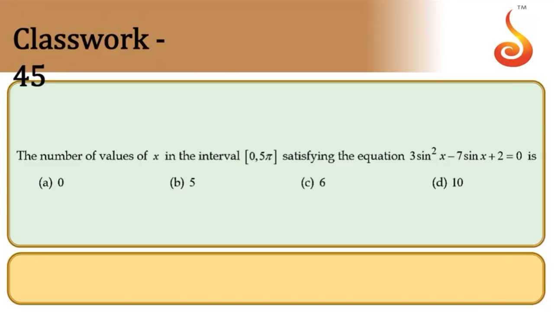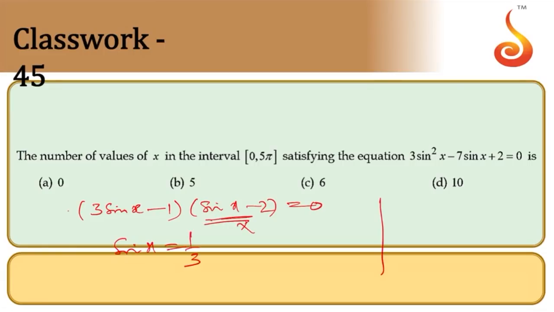Next one, when I take 3 sin square x minus 7 sin x plus 2. When you factorize, this can be written as 3 sin x minus 1 multiplied by sin x minus 2 is equal to 0. This cannot be the solution. Therefore, sin x is equal to 1 by 3.